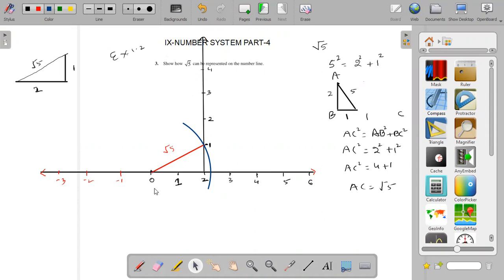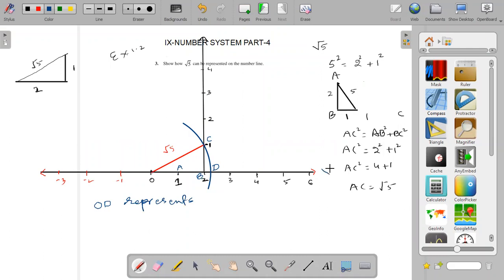Now we can give the point. This is 0 and this is A point, and suppose this is B point where 2 is here and C is at 1, and this is D point. So this D point represents the value of root 5. So OD, that means OD distance, we have to represent on the number line. So OD represents under root 5 on x.